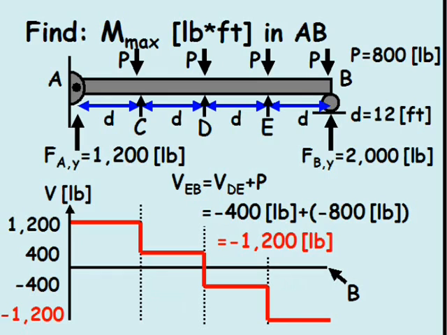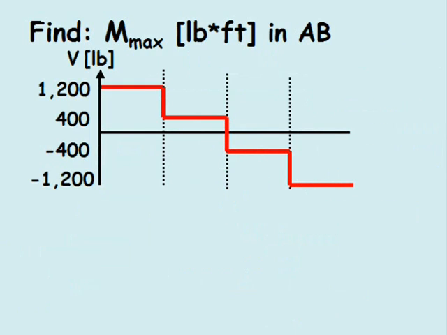Since the problem asks to find the maximum moment in beam AB, we can use the shear diagram to construct the moment bending diagram and identify the maximum moment. Since the shear in the beam is equal to the change in moment along the length of the beam, then the moment is equal to the shear times the length along the beam.